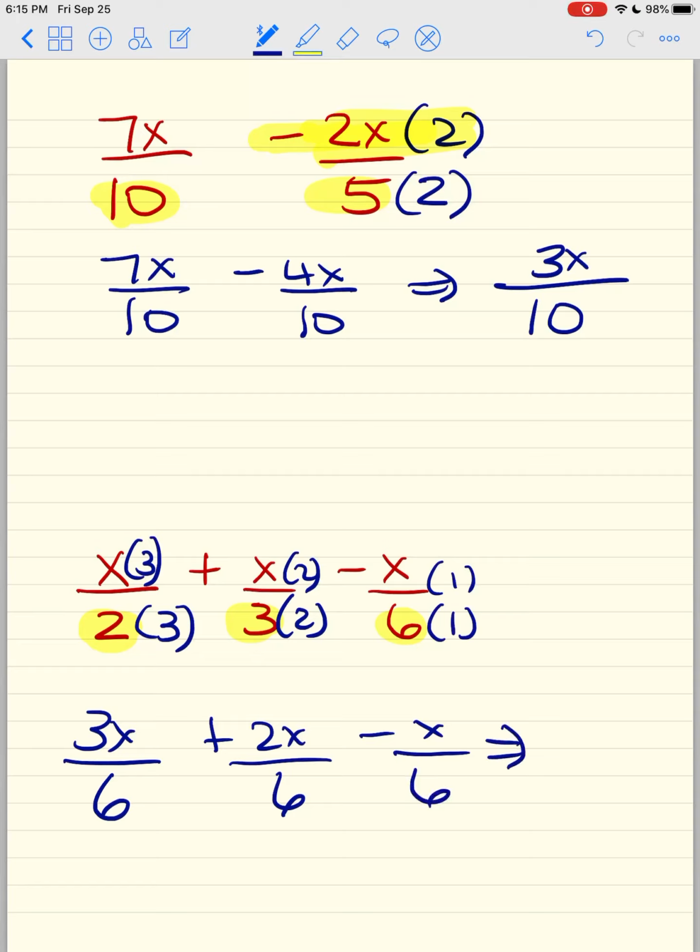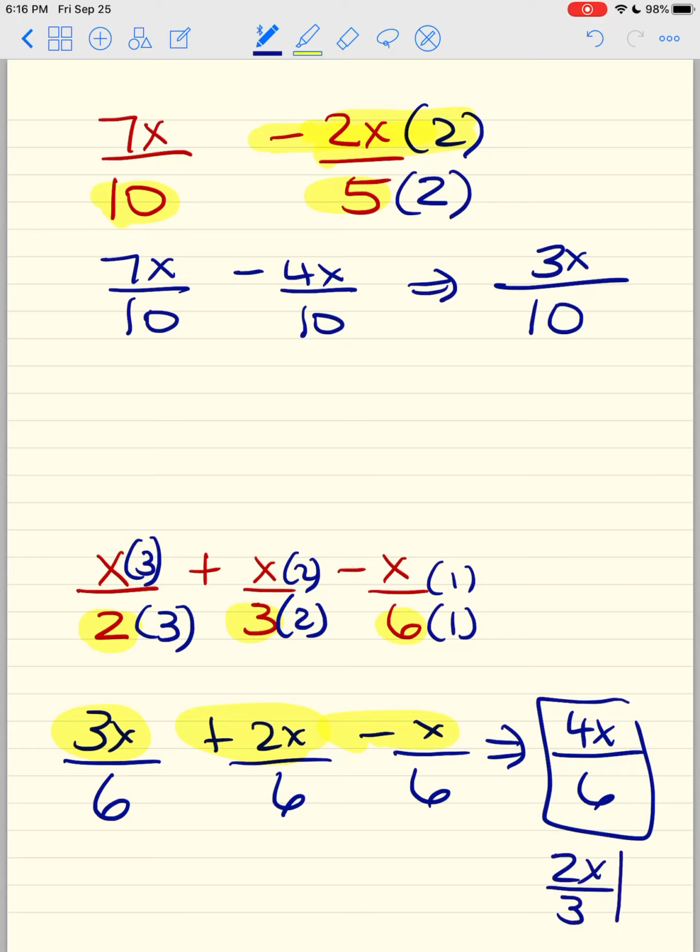Since the denominators match, I'm going to keep the denominator. And then all you're going to say is 3x plus 2x is 5x, 5x minus 1x is 4x. That's your answer. You can reduce that because 4 and 6 have a 2 in common. You can divide both of them by 2, and you get 2x over 3. So this is simplest form.